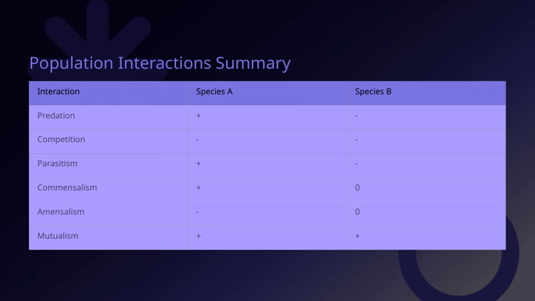Overall, these interactions illustrate the complex web of relationships that shape ecosystems. They demonstrate how species can influence each other's survival and success, which is central to understanding ecological balance and biodiversity.